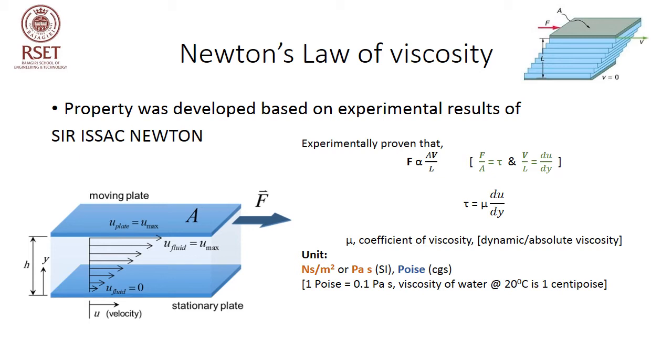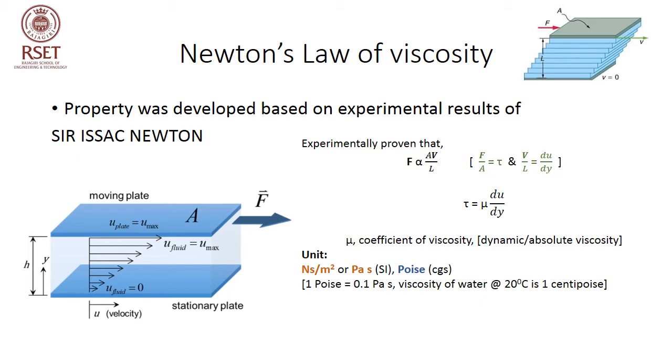Now as you already know, here the force is acting tangential to the surface A. So that's why we can assume this as a tangential force. The ratio of tangential force to area, the force divided by the area, is defined as the shear stress. So you can define F by A as tau, and this is V by L, where V is the velocity and L is the distance between the plates.